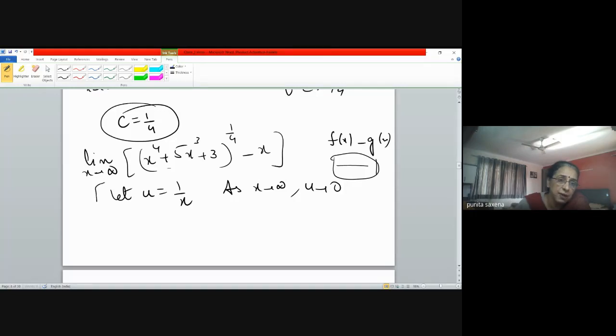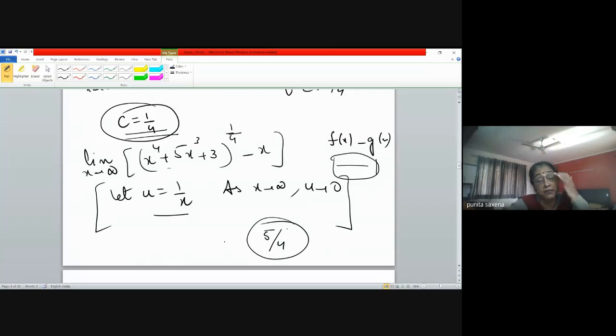I'm leaving it as a homework. इसके बाद आसान है, थोड़ा सा और दिमाग लगेगा, but वो बड़ा mechanical सा दिमाग है. So just use this substitution, let u equal to 1 by x, substitute here and then evaluate the limit. But definitely the value of c for which the limit is going to exist is 1 by 4. So we have obtained the value of c, now obtain the value of the limit. The answer for this is, I'm telling you, 5 by 4. The limit is 5 by 4. So try doing it now.